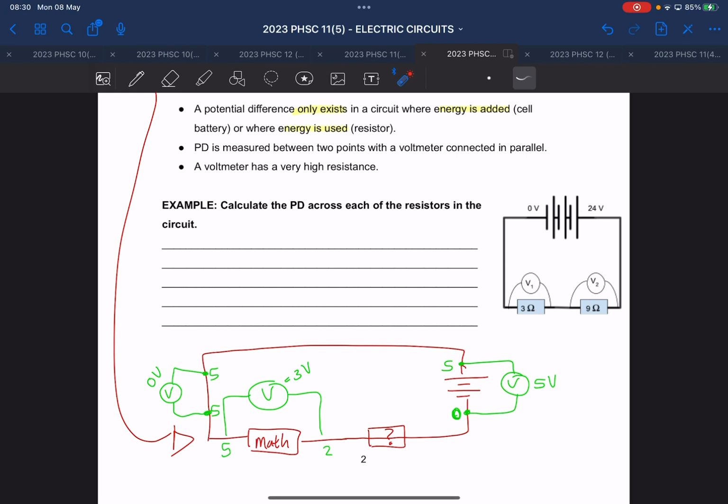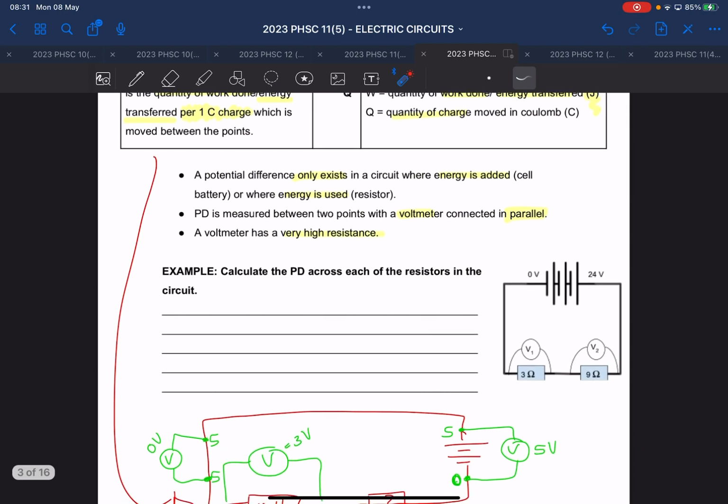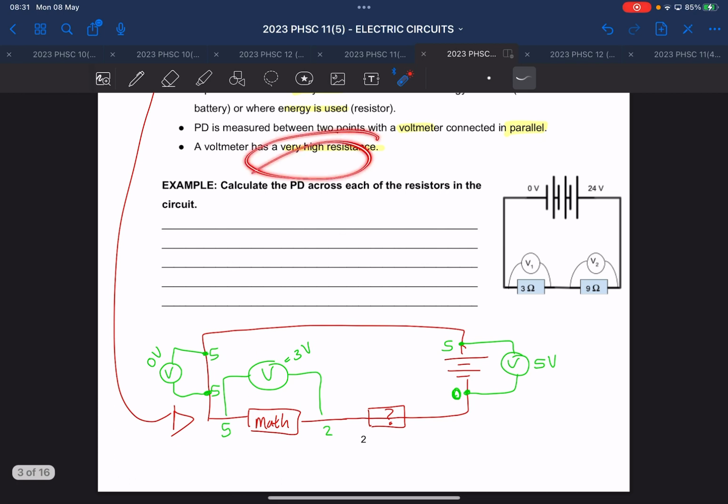Then they say potential difference is measured between 2 points with a voltmeter connected in parallel. And then a voltmeter has a very high resistance. Why does it have a high resistance? We said the previous time that an ammeter has a low resistance because you must just pass through it. It shouldn't take any energy. A voltmeter has a very high resistance. Why?